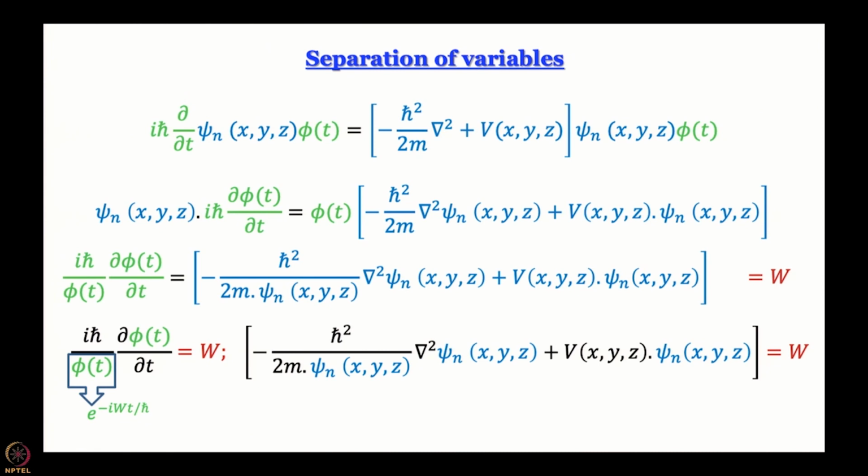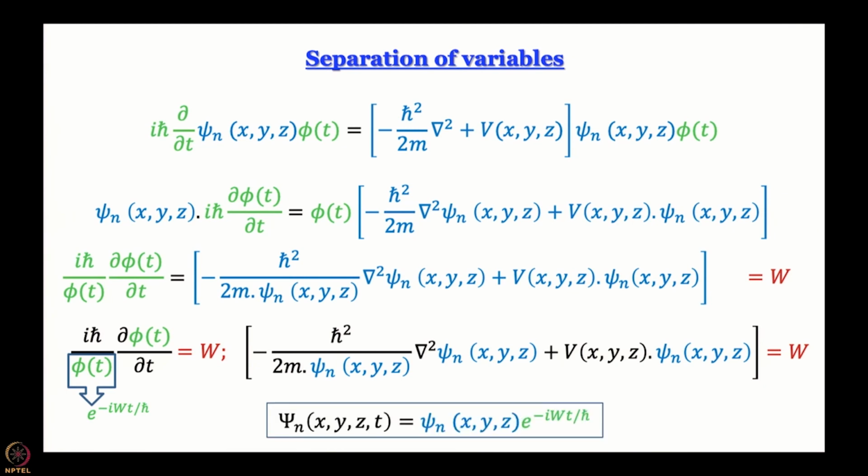Now one can ask, why are we not using a linear combination? We are not using a linear combination because we have the benefit of hindsight. But what we can do at this stage is just plug it back, and we have the time and space dependent wave function expressed as psi n of x y z, the space dependent part, multiplied by e to the power minus i W t by h cross. So what we have been able to do so far is find the general form of the time dependent part of the wave function.